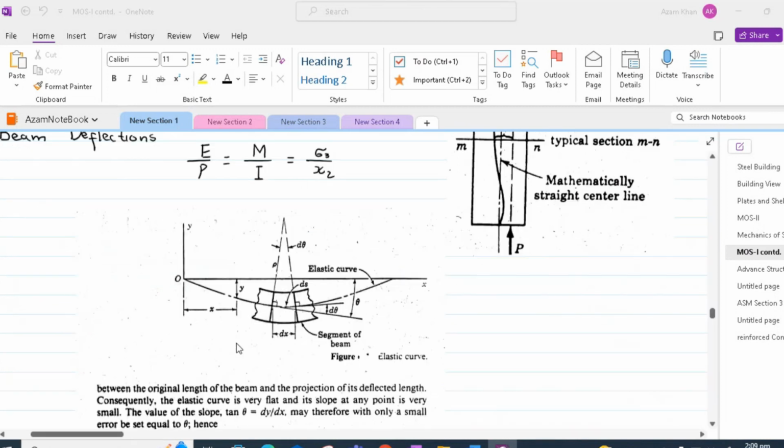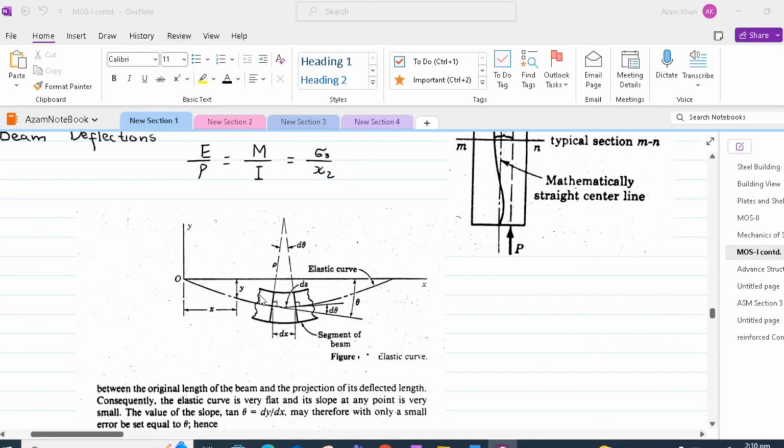In deriving an equation of this curve, it is assumed that the deflections are so small that there is no appreciable difference between the original length of the beam and the projection of its deflected length. As a result, the elastic curve is very flat and its slope at any point is very small. The value of the slope at any point of this curve can be taken as tan theta equal to dy by dx.